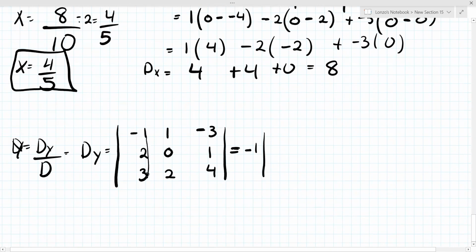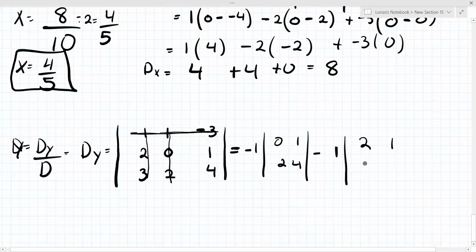So what you could do is erase any rows or columns with -1, so you're left with 0, 1, 2, 4, minus, this is a +1, right? So it's a minus a +1. And then the matrix is you're gonna delete any rows or columns with this 1. So you're left with 2, 1, 3, 4, right? And then it's plus a -3. And then over here, you delete any rows or columns that has this -3, right? So you're left with 2, 0, and 3, 2.